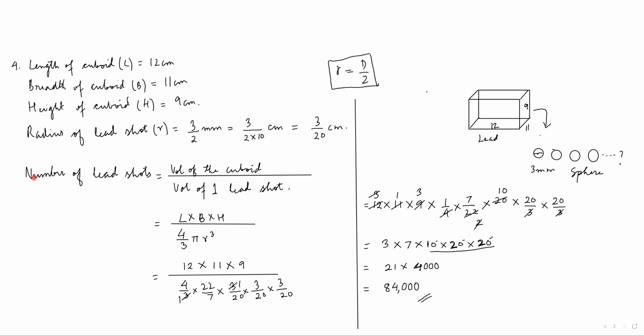Volume of cuboid formula is L into B into H, divided by the sphere formula, which is 4 by 3 pi r cube.